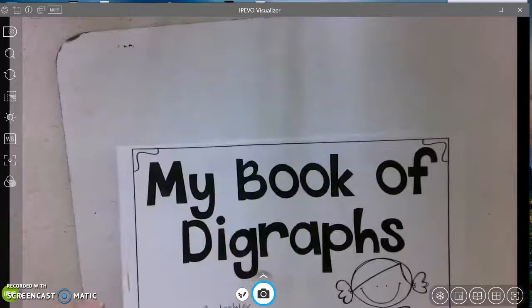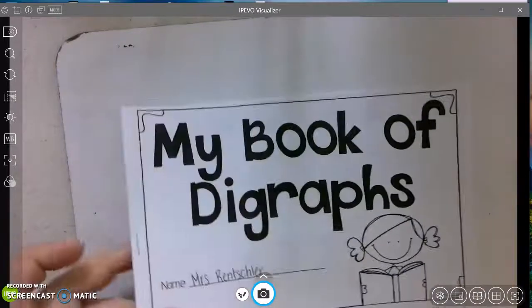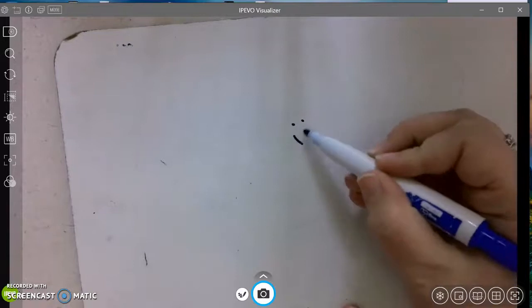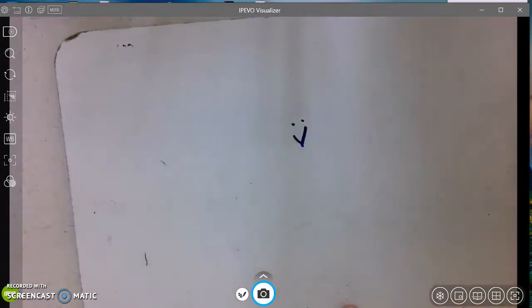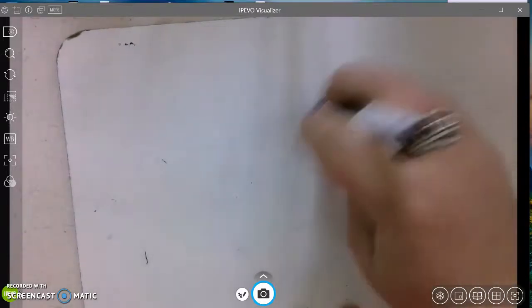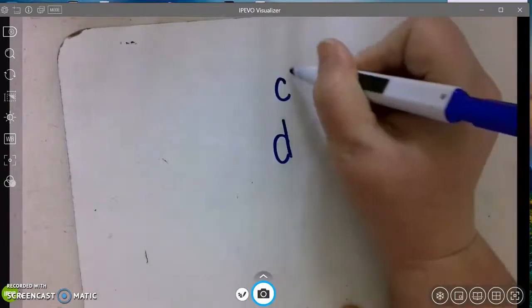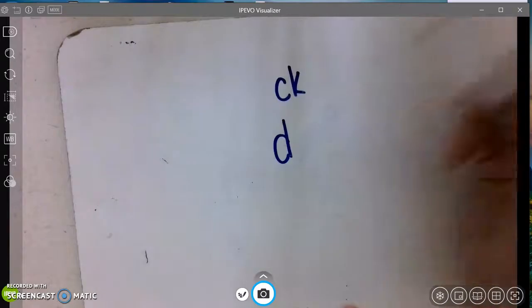We are still talking about digraphs, and we're going to use my book of digraphs in just a second. But remember that digraphs are two letters that go together to make one different sound. Okay? So today we're going to look at the digraph CK.